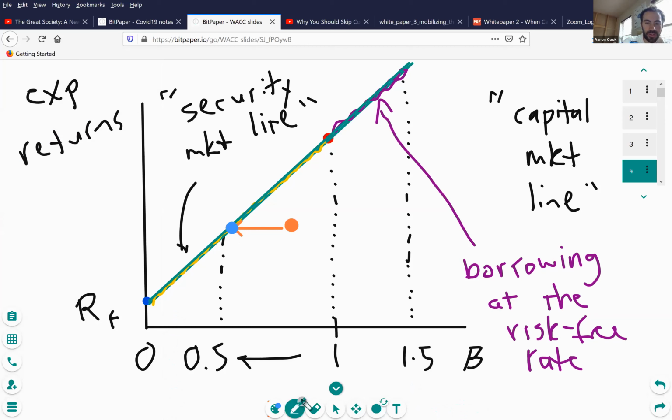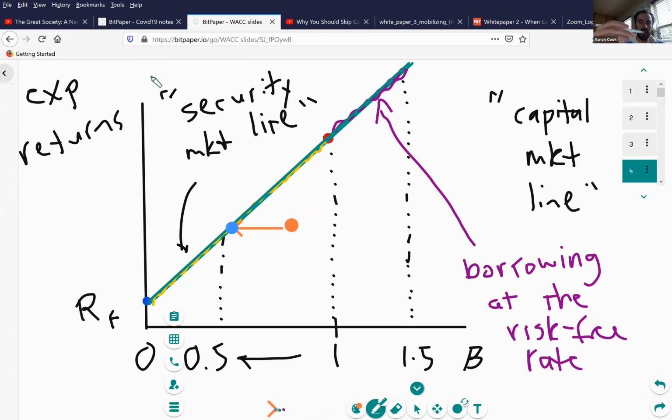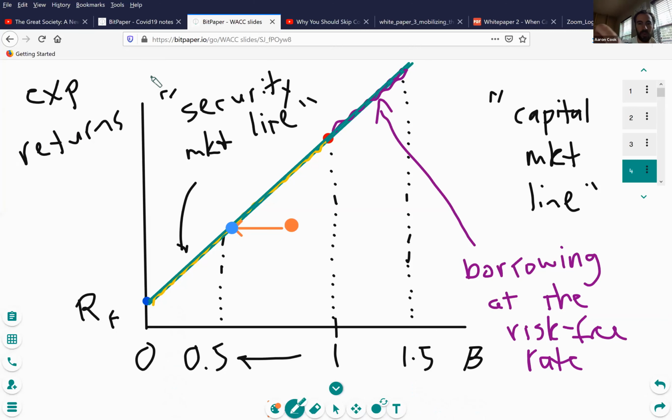The demand for orange is going to fall. That's going to make the price of orange fall. And as the price of orange falls, that's going to adjust the returns net of the cost of that asset, and so that's going to eventually push it back up onto the security market line. And so in equilibrium, assets have to fall on the security market line.